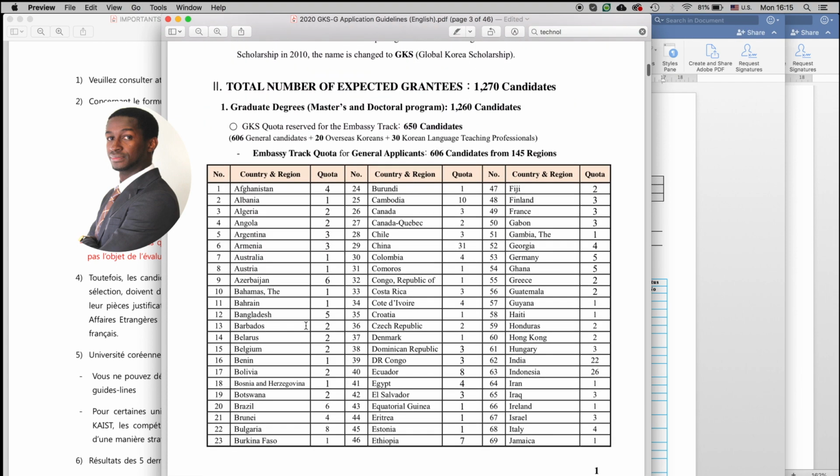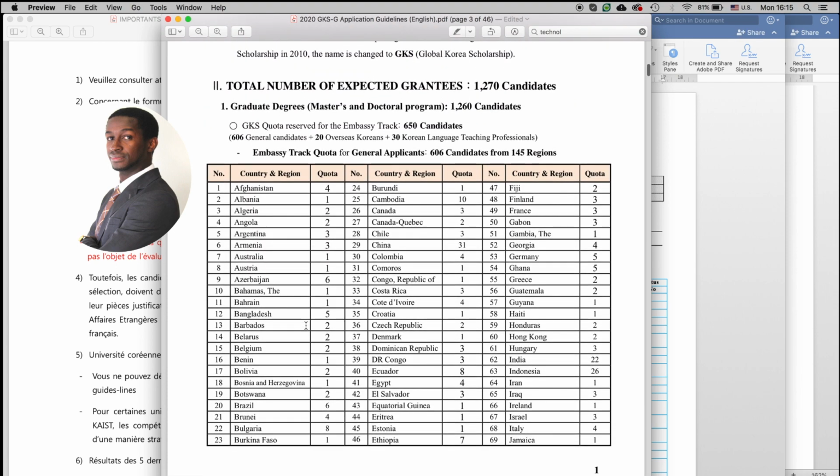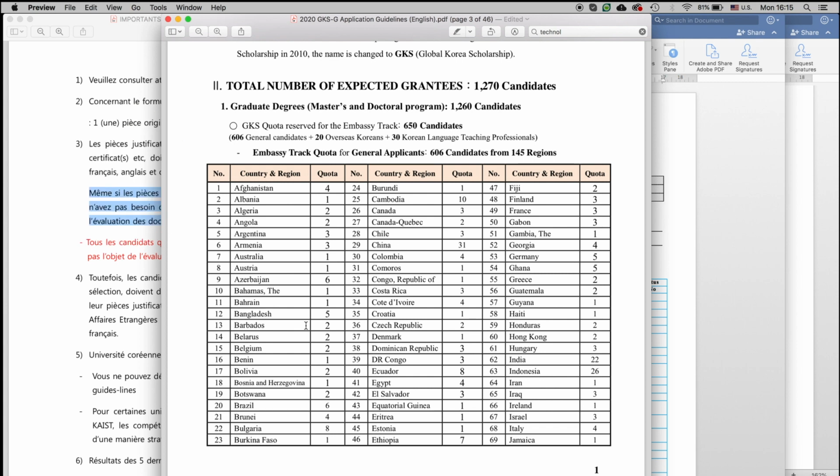And so you have to go through this list of countries and see if your country is here, and then also try to find how many seats, and then you have an idea of how challenging it might be.